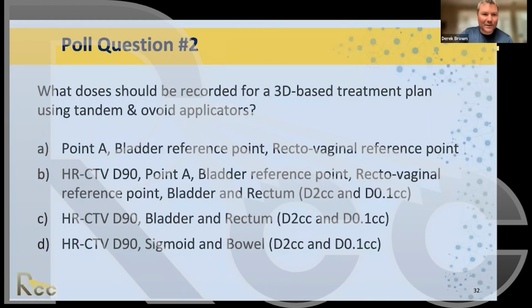Okay, went through that a little bit quickly, but here's our next poll question. What doses should be recorded for a 3D-based treatment plan using tandem and ovoid applicators? So again, let's go to the chat. Just put your answers in the chat here. Option A, point A, bladder reference point, rectovaginal reference point. Remember, we're talking about three-dimensional imaging here. B, HRCTV D90, point A, bladder reference point, rectovaginal reference point, bladder and rectum D2cc and D0.1cc. Or C, HRCTV D90, bladder, rectum. Or D, HRCTV D90, sigmoid and bowel.